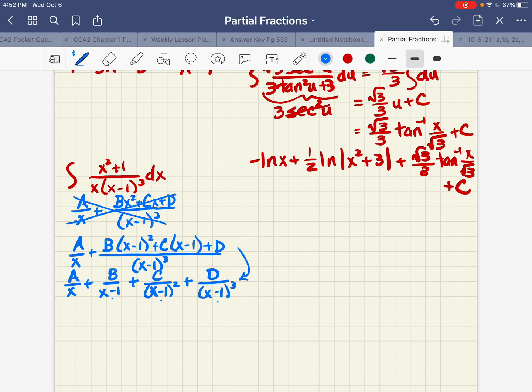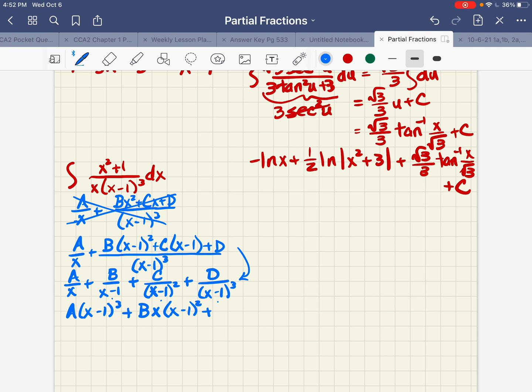All right, let's check it out. Let's see what happens. Here, my common denominator would be x times x minus 1 cubed. So I'll warn you, this is going to get a little hairy. A times x minus 1 cubed. And then b, I would have to multiply by x and by x minus 1 squared.